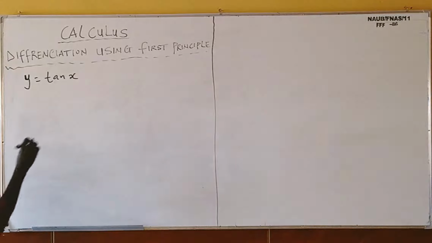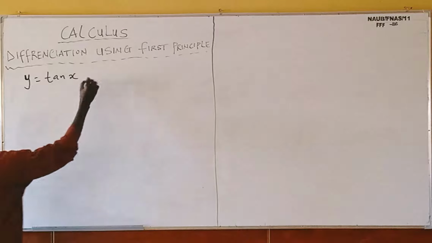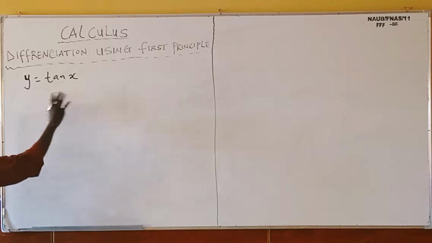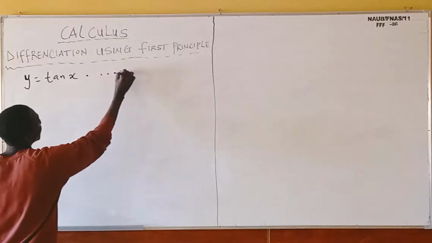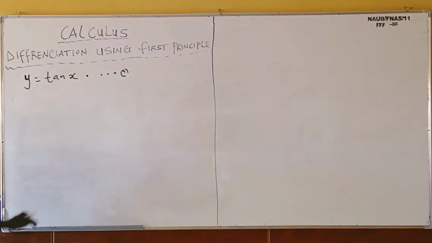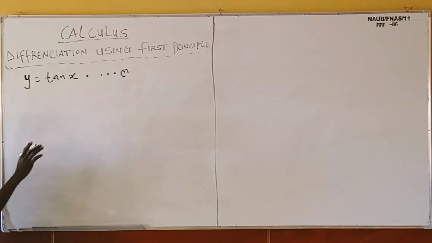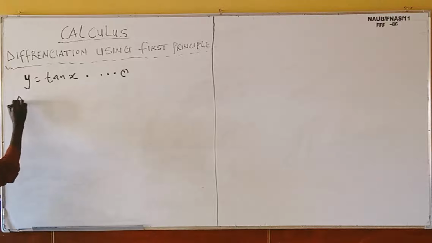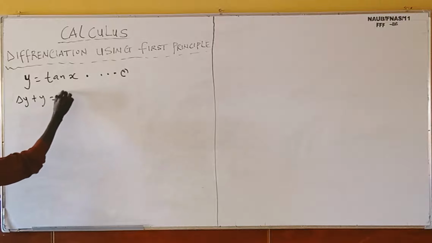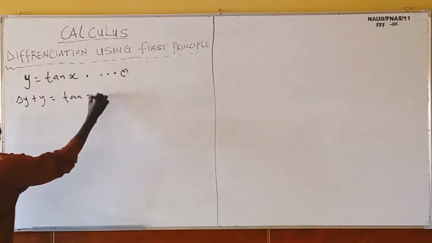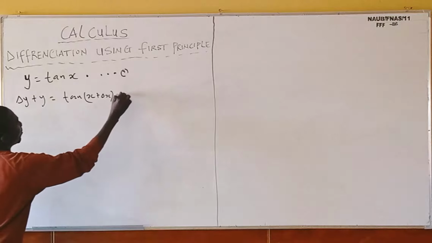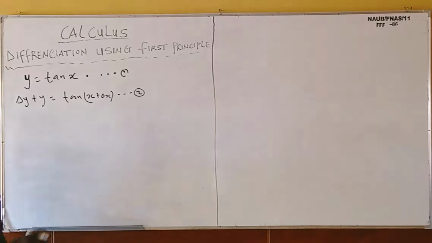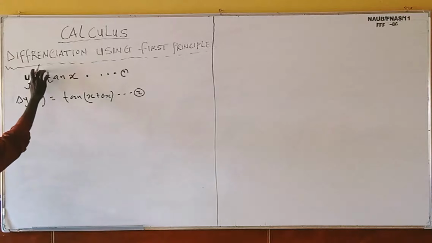I told you the first thing you do is you make your question your equation number one. Then the second step is you add change in y to y and change in x to x. That will be your equation number two. So it's going to be y plus change in y equals tan of x plus change in x. Equation number two.